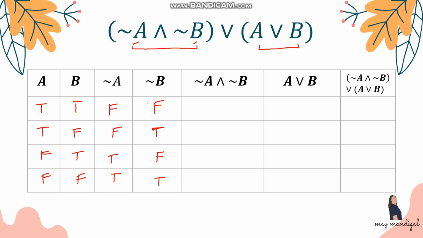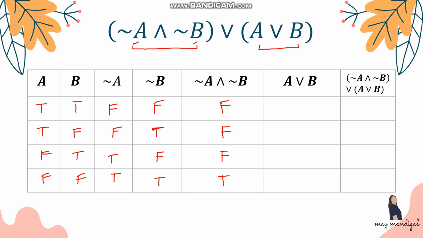And then after you get the negation, let's now get the conjunction of not A and not B. Since this was conjunction, again, the only time that our conjunction will be true is when both of the statements are true. Otherwise, it's false. So this one, both of them are false. So that means the conjunction is false. One of them is true, one of them is false. So still we have false here. Same case with the third one. Still false. And lastly, we have here both of them are true. So that's the time that our conjunction is true.